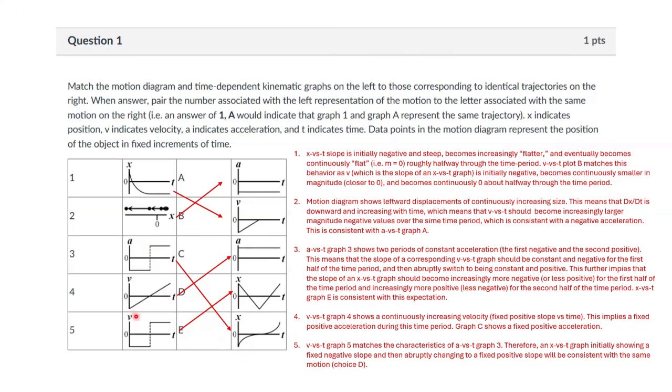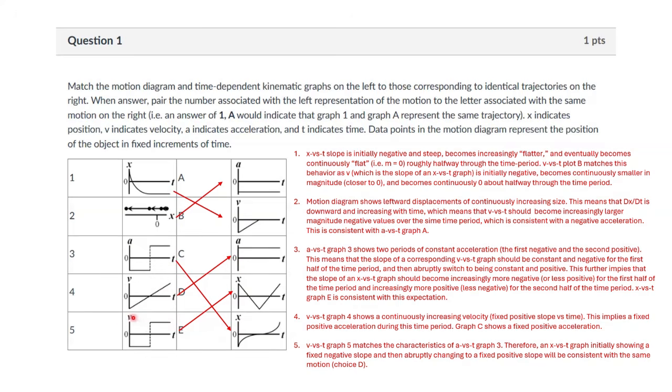Graph 4, we begin with a negative velocity that increases at a constant rate of change. Since acceleration is the slope of a velocity versus time graph, this means I should have a constant positive acceleration. That is what graph C is. So graph 4 and graph C correspond to each other.